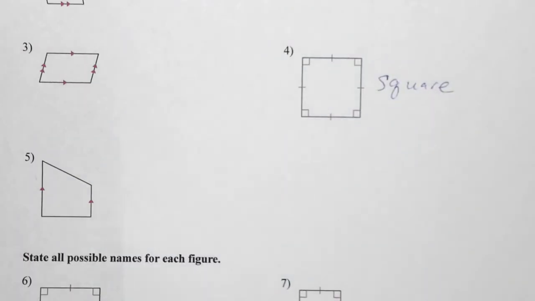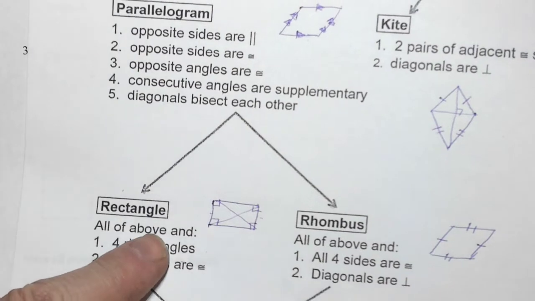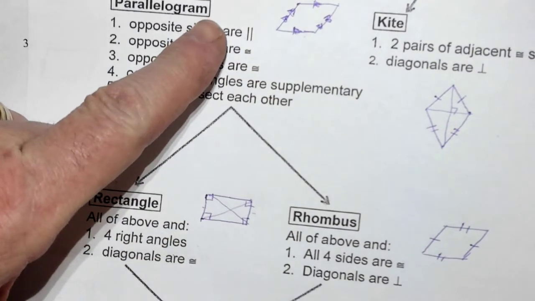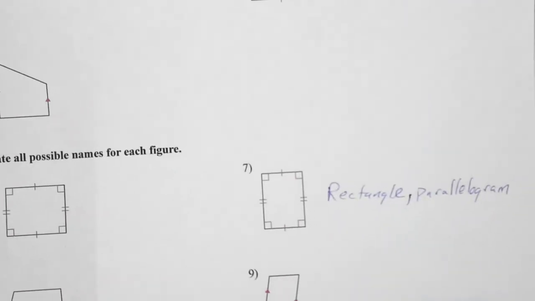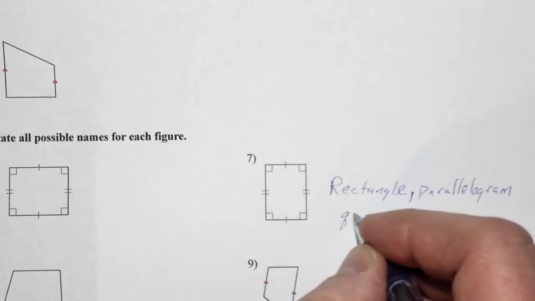Down below here, we got some problems that ask you to state all the possible names. So this one's not a square because all four sides aren't equal. It's got four right angles. That makes it a rectangle, which means a rectangle, if you go back here, there's the most specific name, and you just go back up, and it's a parallelogram. And it's a quadrilateral.